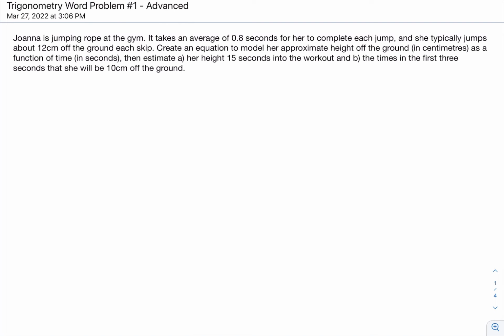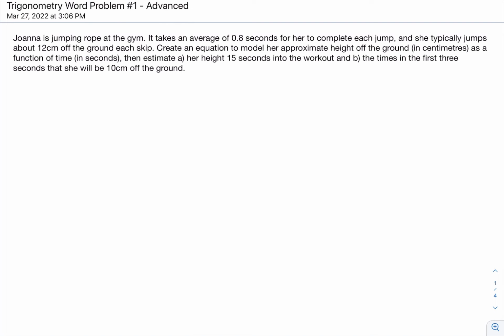Joanna is jumping rope at the gym. Okay, she's trying to get the calves going, right? She's at the gym jumping rope. It takes an average of 0.8 seconds for her to complete each jump, and she typically jumps about 12 centimeters off the ground each skip. Create an equation to model her approximate height off the ground in centimeters as a function of time in seconds. Then estimate A, her height 15 seconds into the workout, and B, the times in the first 3 seconds that she'll be 10 centimeters off the ground.